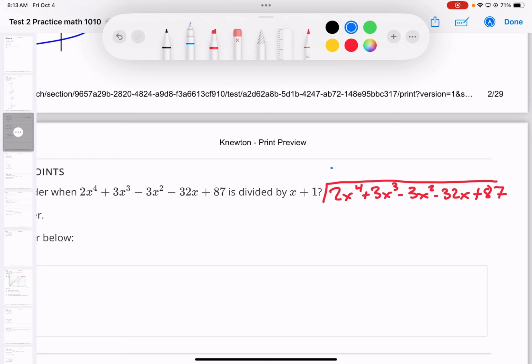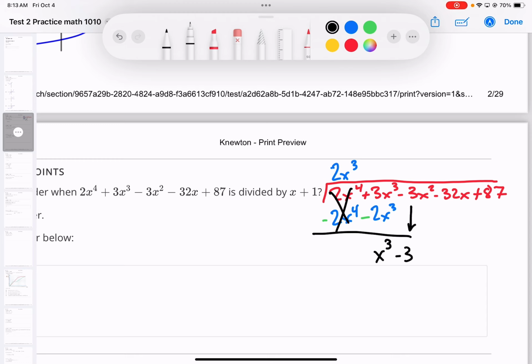So it's going to be 2x to the third. That's going to give me a 2x to the fourth. Then I need to take that and multiply it by the 1, so now we have 2x to the third. And then we're going to change the sign on each one, which allows us to minus that out and get rid of the first one. So now we got 3x to the third minus 2x to the third, which gives me an x to the third. Then I need to bring this one down.